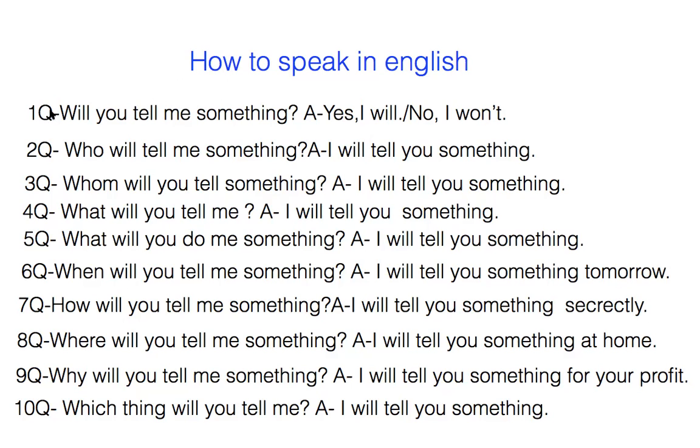Question number one: Will you tell me something? There's a question here, and it has a tense. That is future indefinite tense, so your answer will be in future indefinite tense. Can you see here? Will you tell me something? The answer is: Yes, I will. And when you say no, it's: No, I won't.